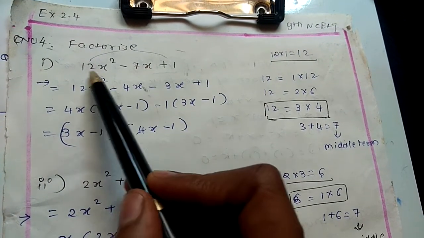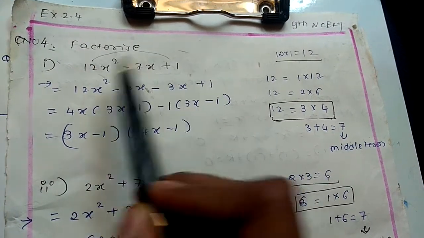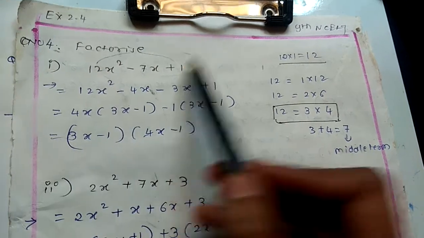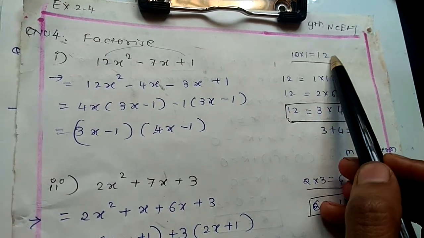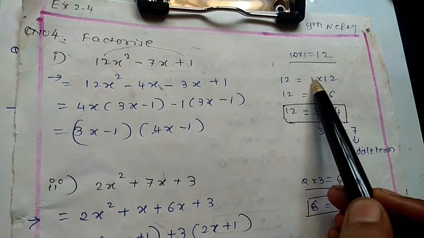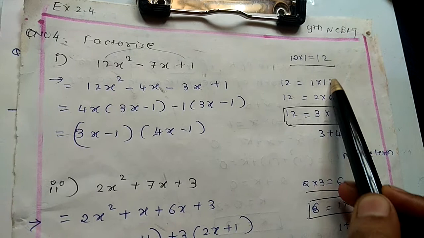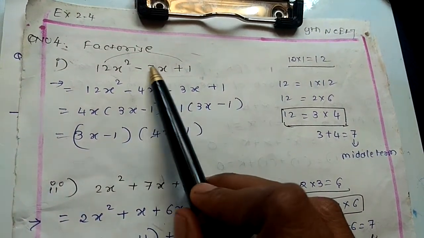Before that you have to know that you have to multiply the coefficient of x square and the constant. So 12 into 1 is 12, and you have to try to find the factors of 12. 12 comes in the table of 1, so 1 twelve is 12, and now you have to look at the middle term. The middle term we have is 7x.